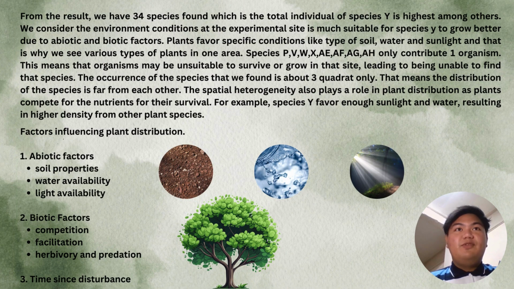Our results show 34 species, with species Y being the most abundant. The environmental conditions at our site favored species Y due to suitable abiotic and biotic factors like soil, water, and sunlight. Some species, such as E, V, W, S, AE, AF, AG, and AH, were found only once, indicating they may not thrive in that site. These species were spread across three quadrats, showing their distribution is sparse.